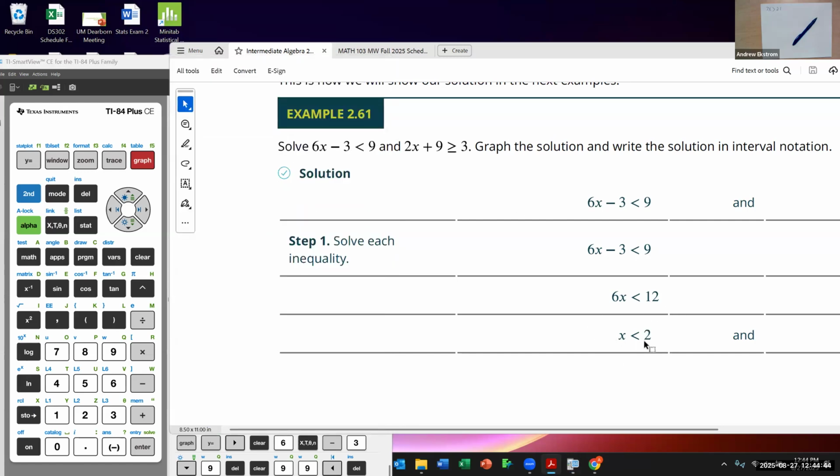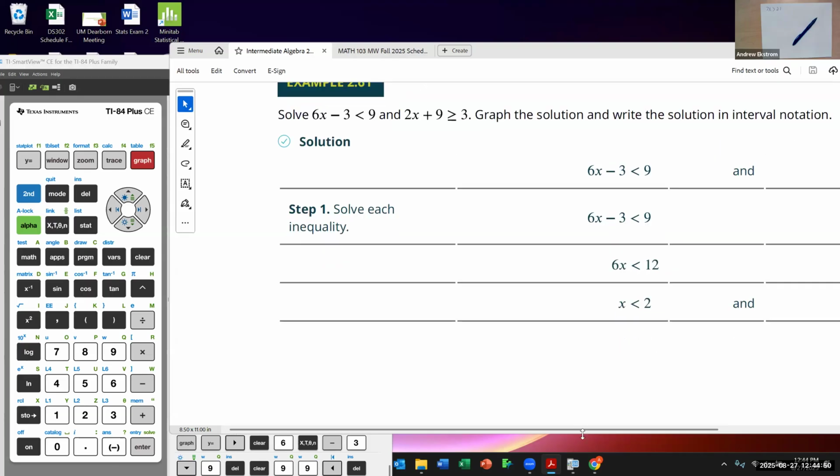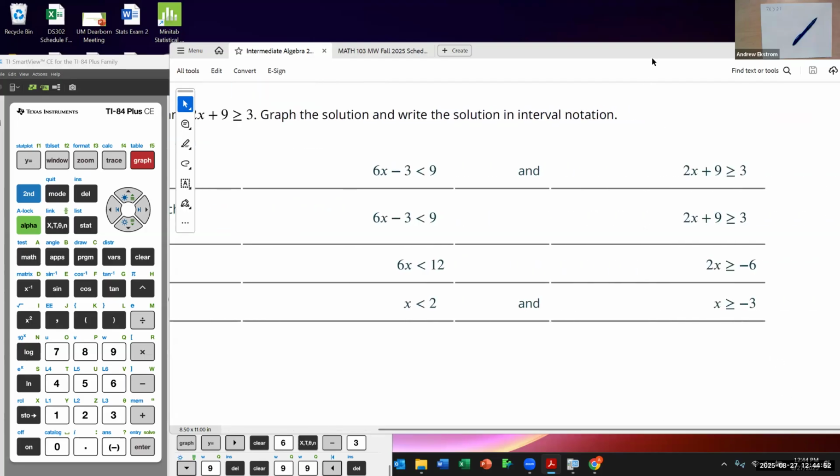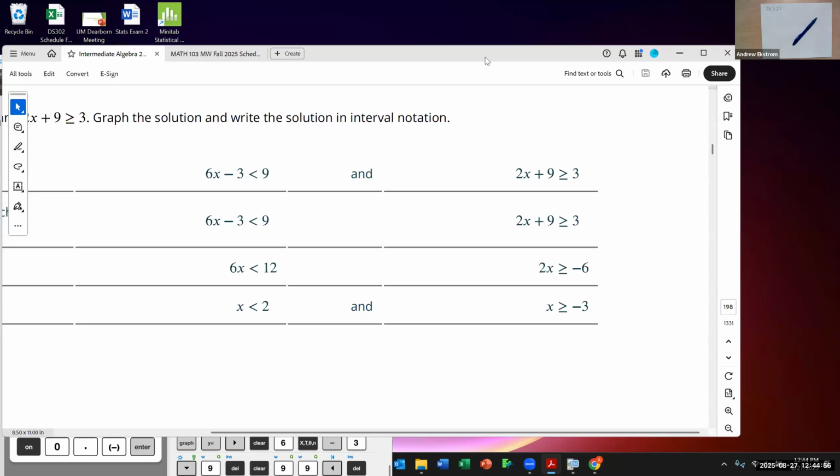So we know that there's going to be something in here that deals with the x and 2. And then we do the same thing for the other side of the problem. And when you look at these, this is saying that x is greater than or equal to -3, but x also has to be less than -2.